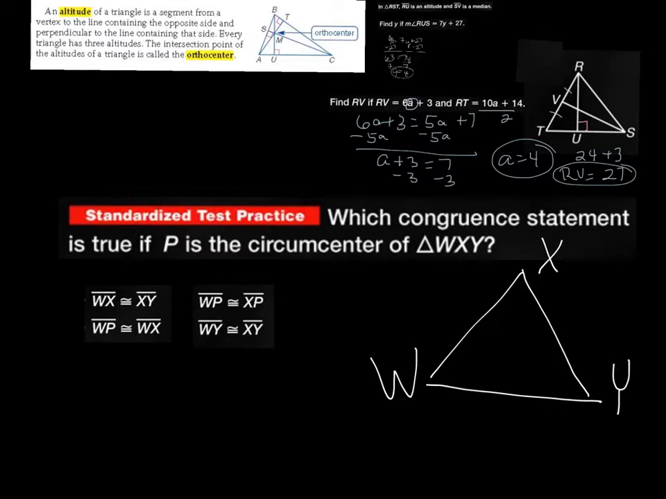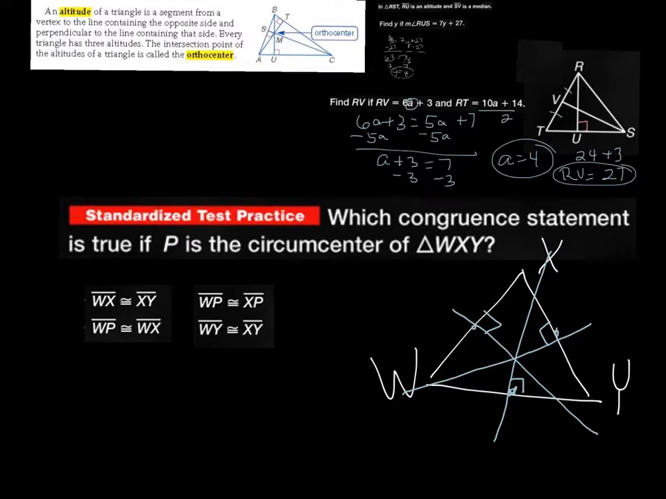Which congruent statement is true if P is the circumcenter of triangle WXY? Okay, the circumcenter is the intersection or point of concurrency of the perpendicular bisectors. So let's draw those in. So the circumcenter is the intersection of the perpendicular bisectors. So that looks like about the middle. And that would be perpendicular. That's about the middle. Perpendicular. And perpendicular. Hopefully. I'm eyeballing it.